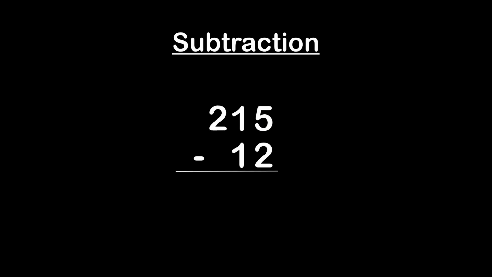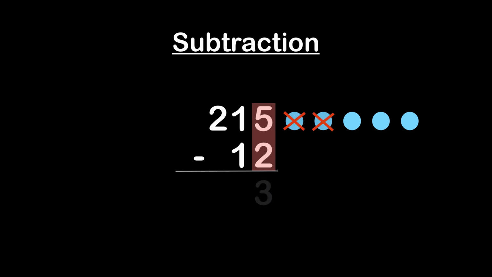For our first problem, let's start with something easy. 215 minus 12. The first thing we want to do is come to the first column on the right, just as we've been doing in previous problems where we have 5 minus 2. I want to use my blue circles to illustrate the subtraction so you can see how we arrive at our answer. So 5 minus 2 is going to give us 3.